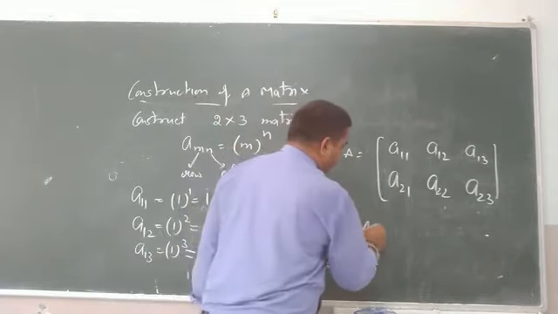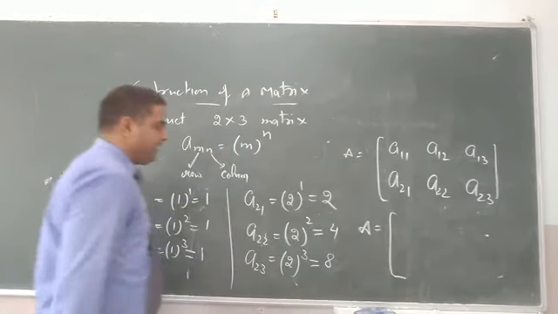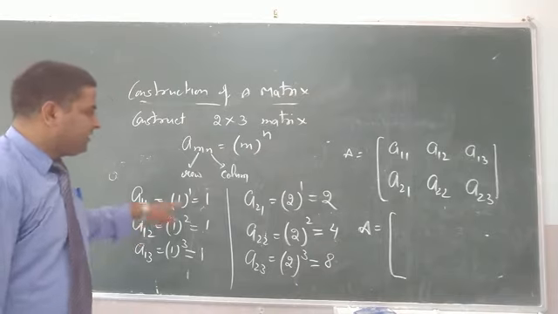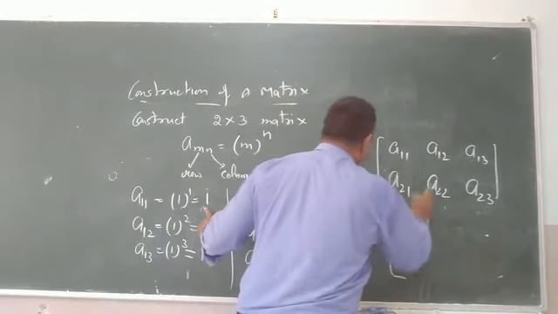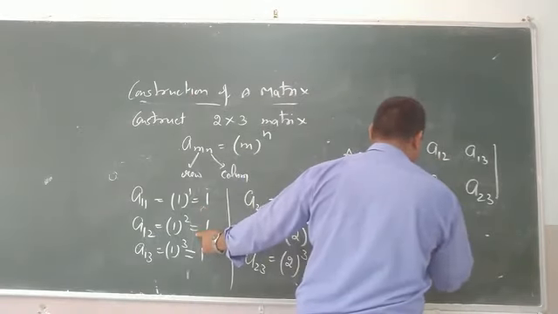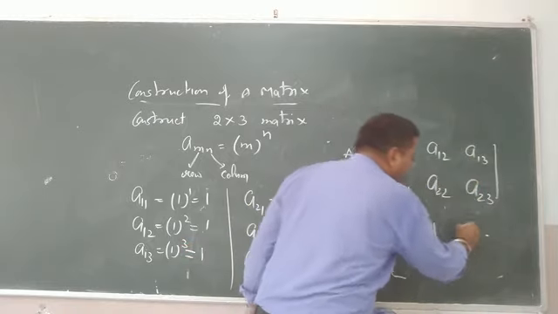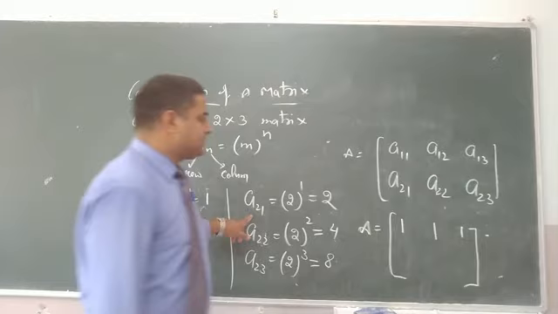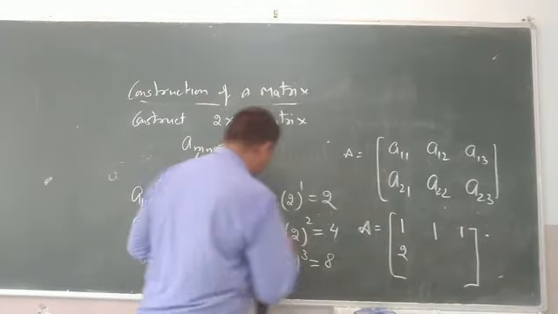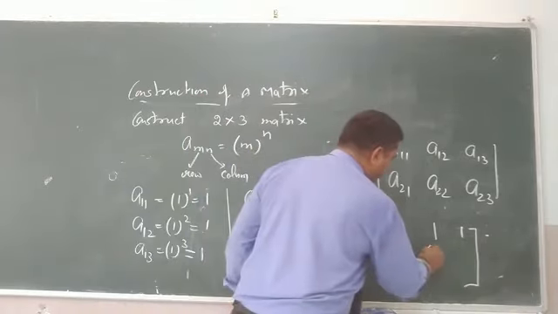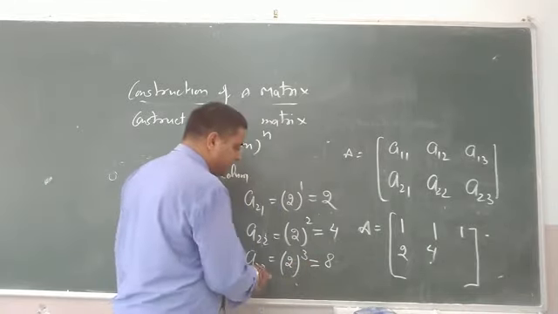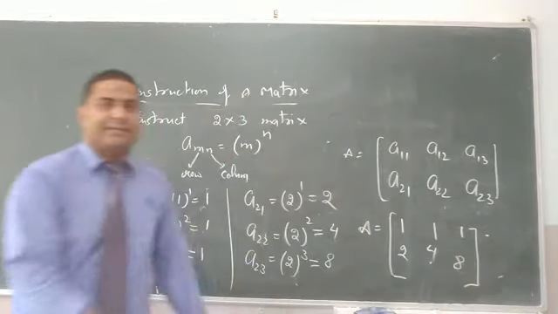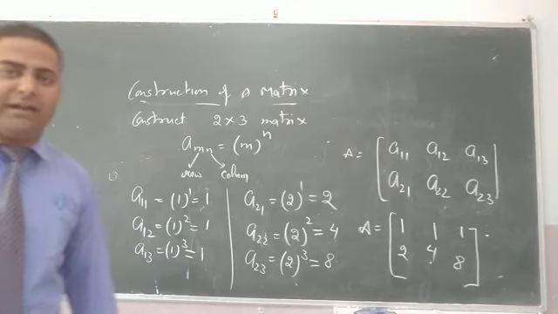So the required matrix A is: what is the value of A11? That is 1. A12 is again 1. A13 is again 1. Now A21, that is 2, A22 is 4, and A23 is 8. So this is the required matrix.